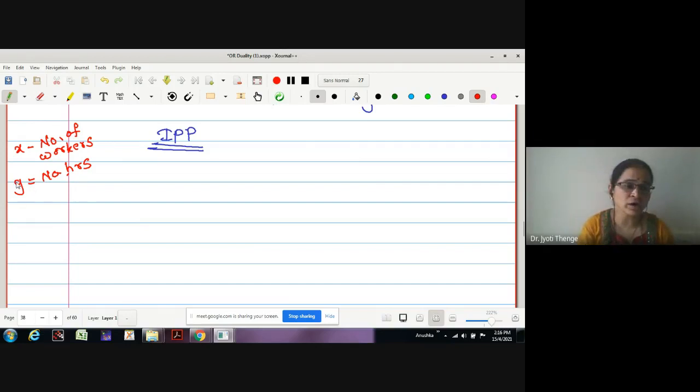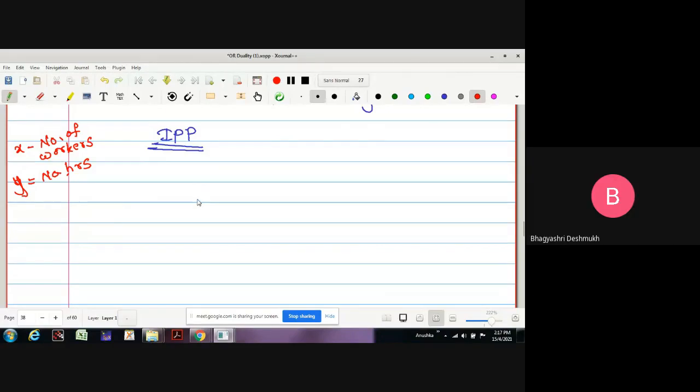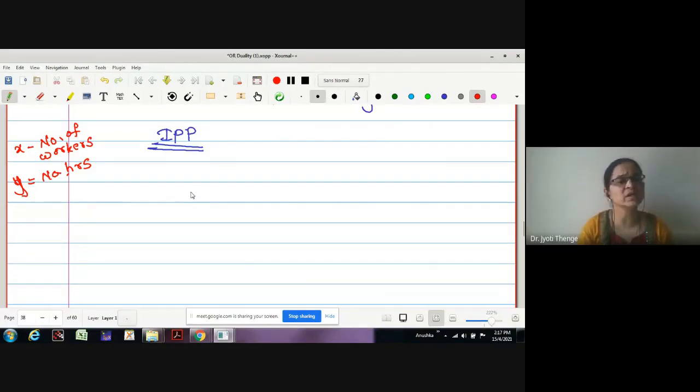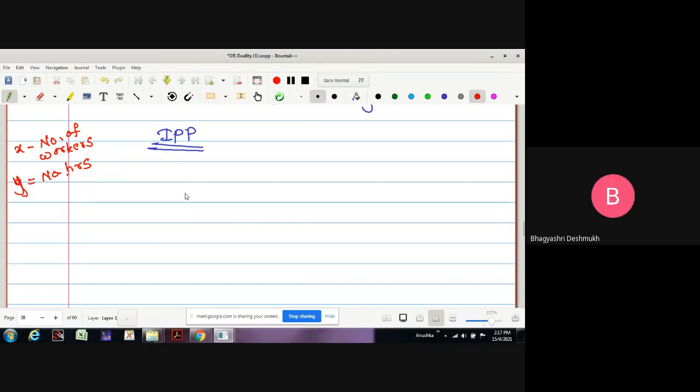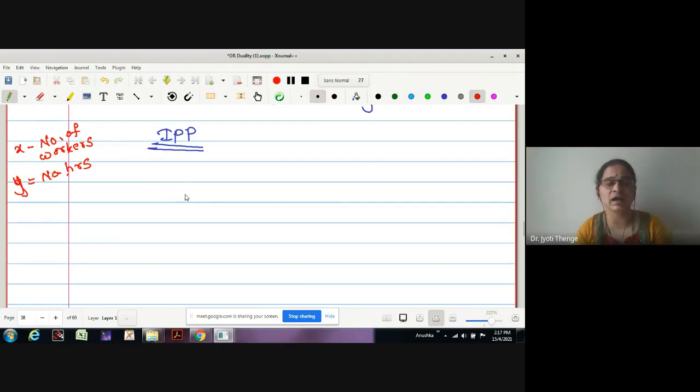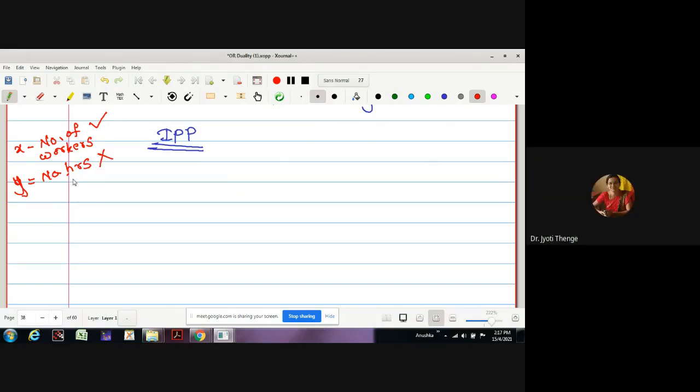Can I take a non-integer value of the second decision variable? Yes, one can, because it is hours. 2.3 hours can be calculated in minutes, and that much time one can run the machine, right? Therefore, which variable is essential to have an integer value? The first variable is essential to have an integer value. What about the second variable? It is not essential to have an integer value.